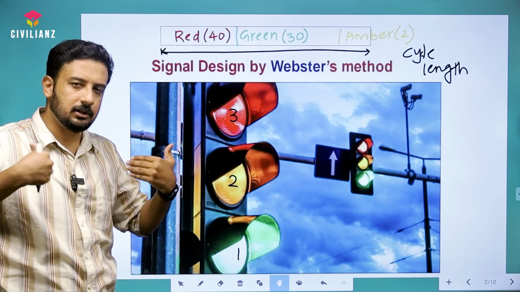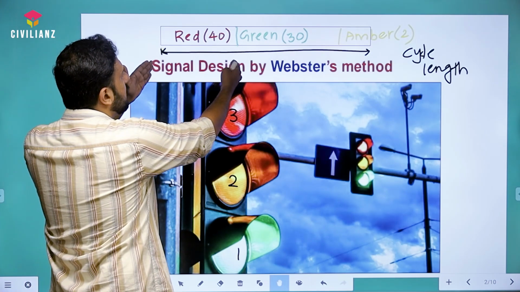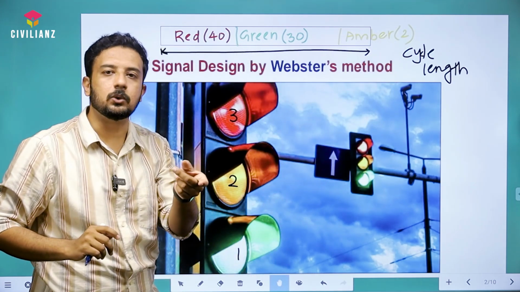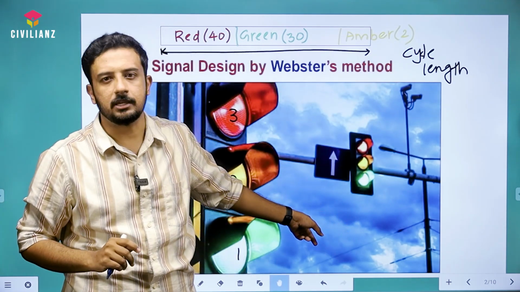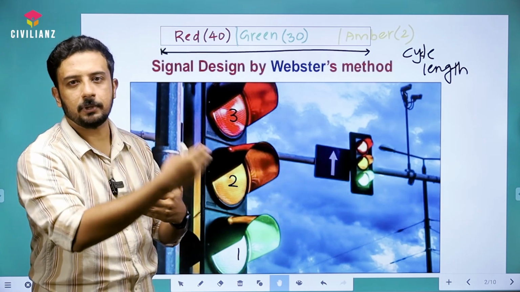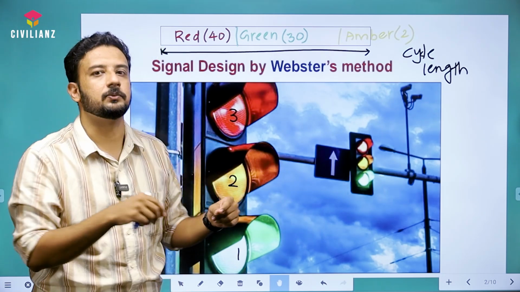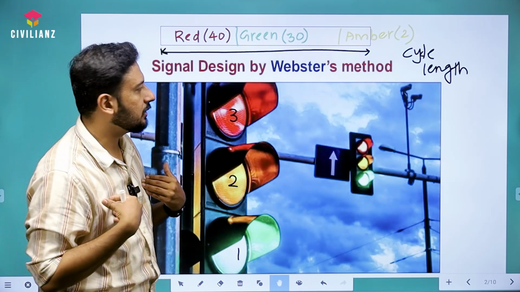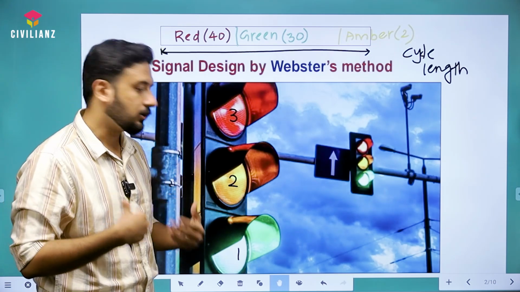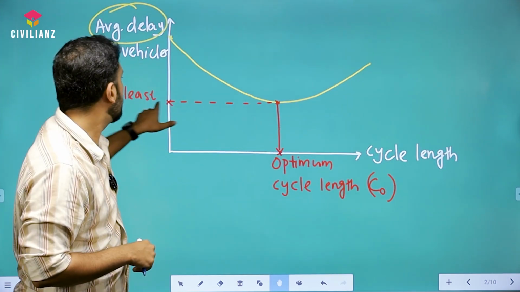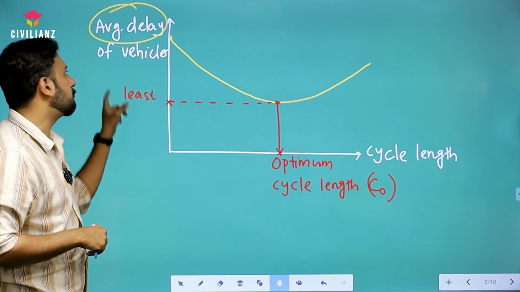The only thing we know is that the red duration plus green duration plus amber duration should be equal to our optimum cycle length value. Then only we can ensure that the average delay per vehicle coming at the intersection will be the least value. Got the point? Now what is our intention? We need to calculate how much this C0 value will be at which the average delay per vehicle will be least.